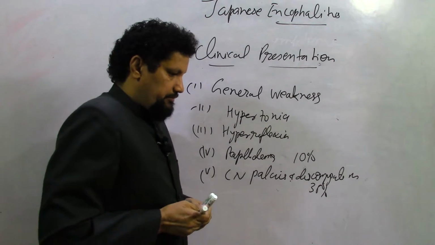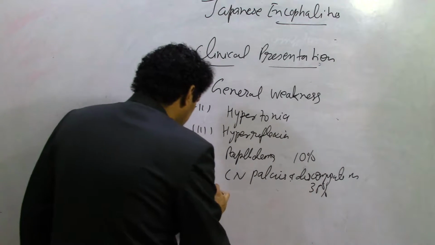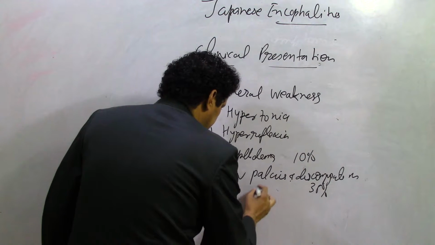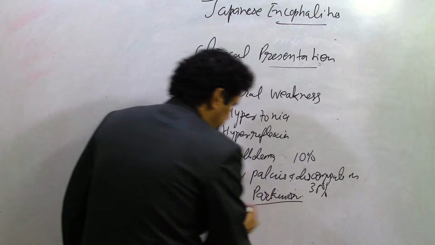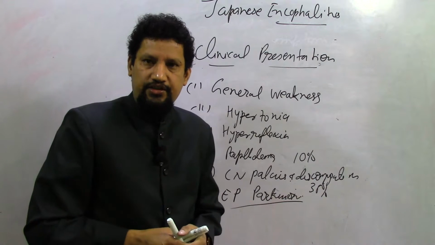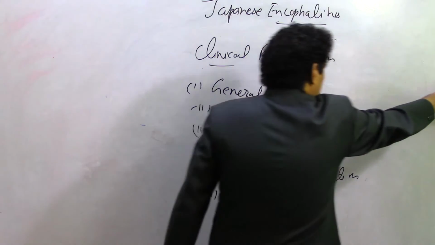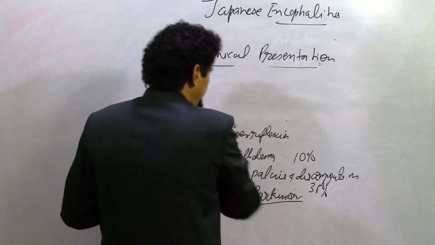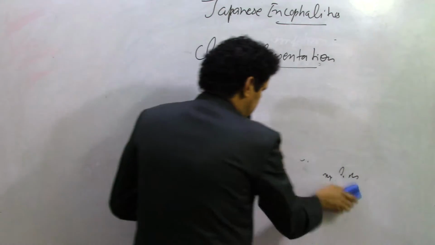The extrapyramidal Parkinsonian symptoms, the extrapyramidal Parkinsonian symptoms in form of the chorea, choreoathetoid movements, dystonia. So these are the physical findings during physical examination in a patient of Japanese encephalitis.